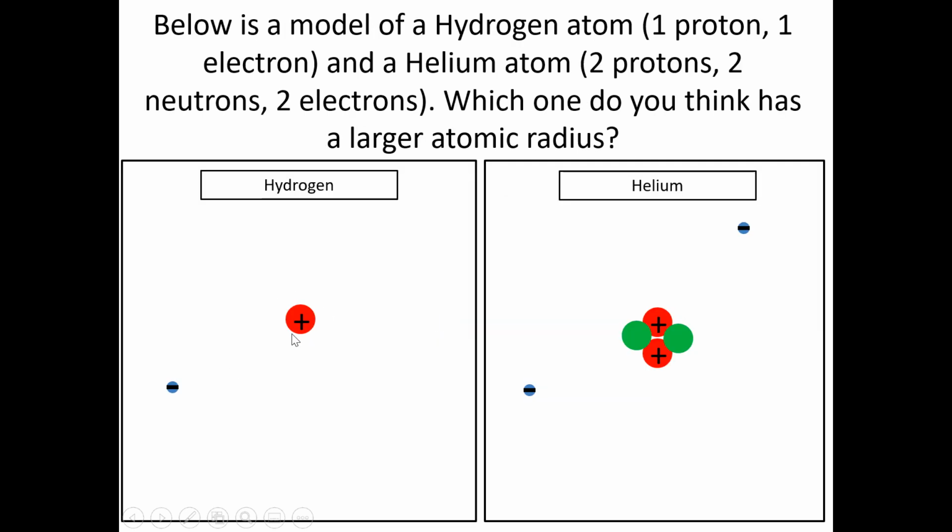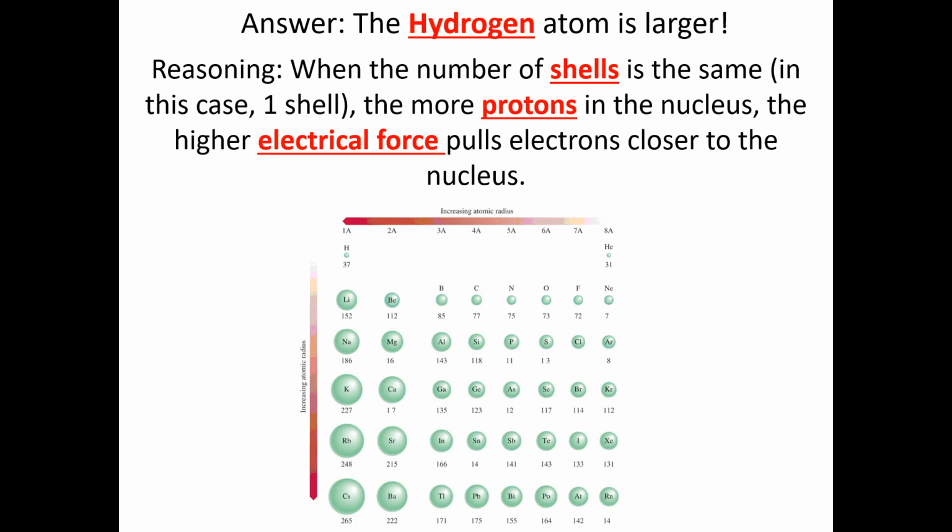So here is a hydrogen atom, 1 proton, 1 electron, and a helium atom, 2 protons, 2 electrons. They both just have 1 shell. Which one do you think is going to have a larger atomic radius? Answer: the hydrogen atom is actually larger.